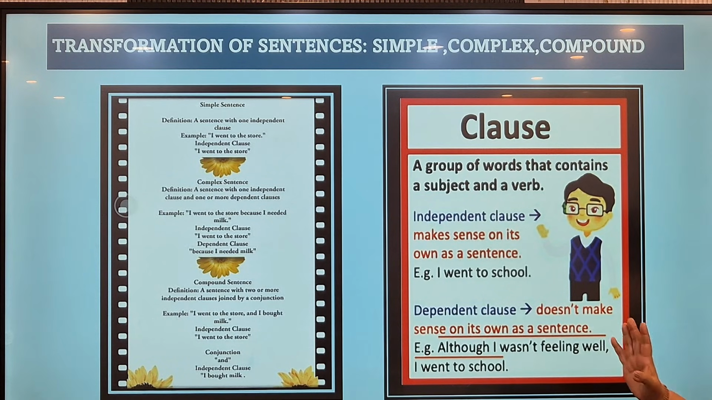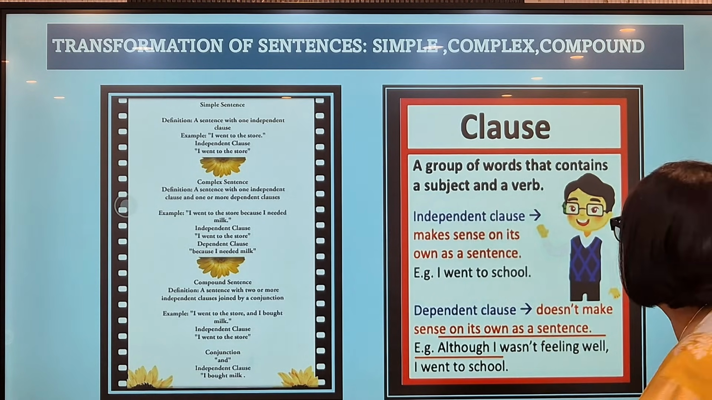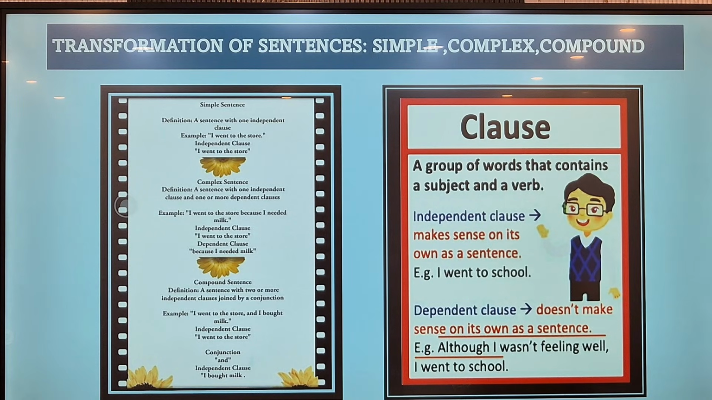So coming to the transformation of sentences into simple, complex, and compound. Understand what a simple sentence is. What is the definition of a simple sentence? A simple sentence is one which has just one independent clause. So, I went to the store. What is the independent clause here? It is I went to the store. So one independent clause, it is a simple sentence.